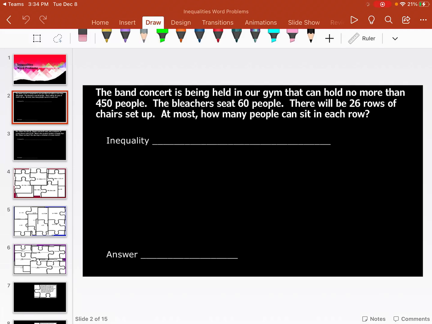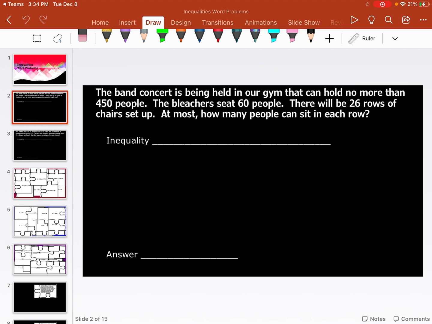Alright guys, so we are going to be doing inequality word problems, which are very similar to the two-step word problems that we were doing before. The only difference is instead of an equal sign, we are going to be using an inequality. So this first one says the band concert is being held at our gym that can hold no more than 450 people. The bleachers seat 60 people. There will be 26 rows of chairs set up. At most, how many people can sit in each row?